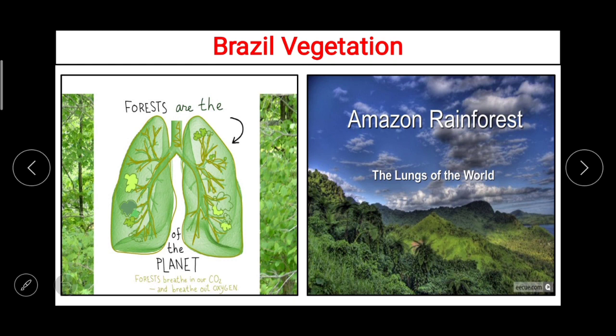So forests are the heart or lung of the planet, we can say, lung.